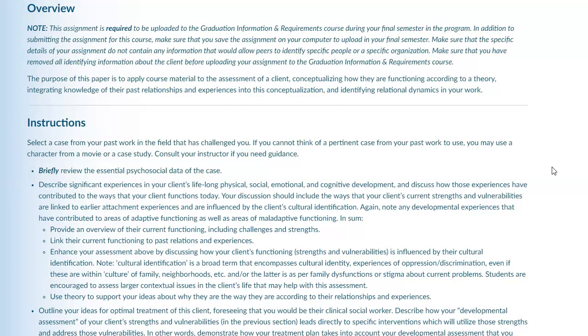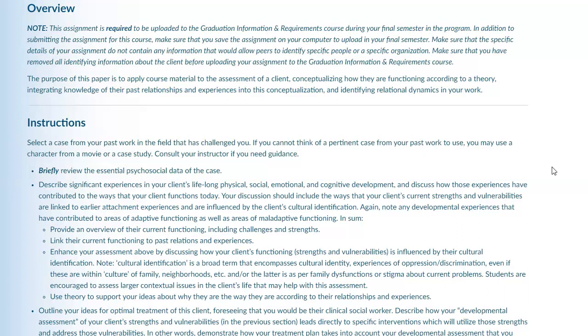cultural identification. So this is where some of those issues related to oppression, cultural identity, discrimination, the neighborhood they lived in, so it could be geographical, it could be gender related, it could be sexuality related. You're kind of looking at them through a larger context and how that has influenced who they are.